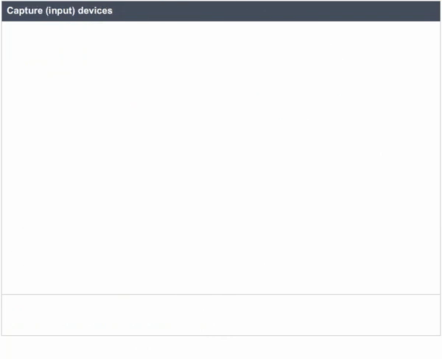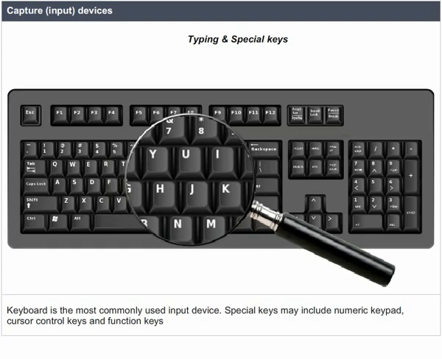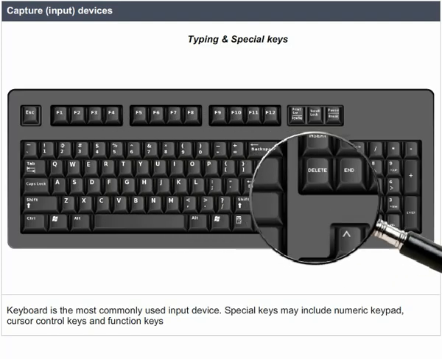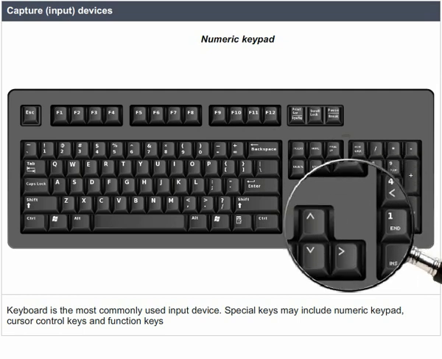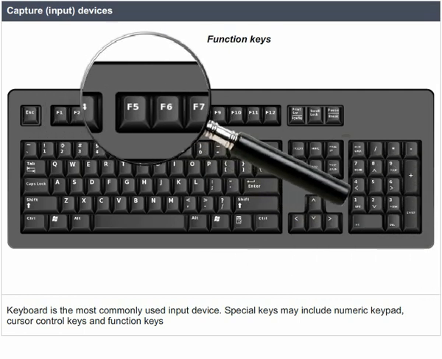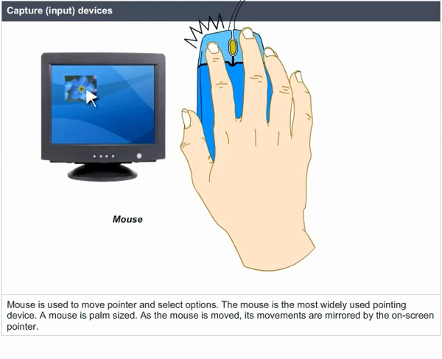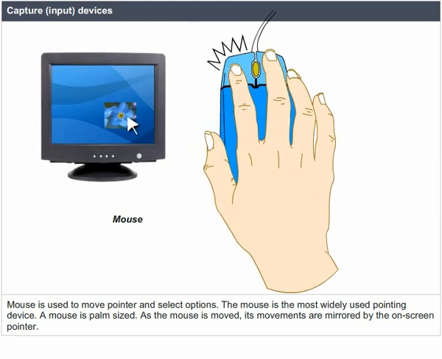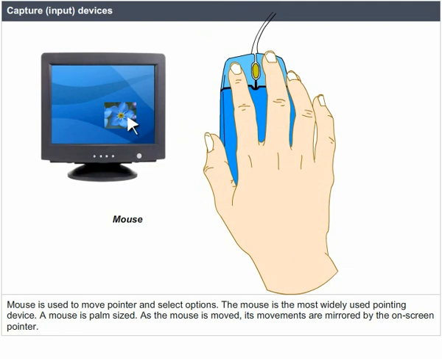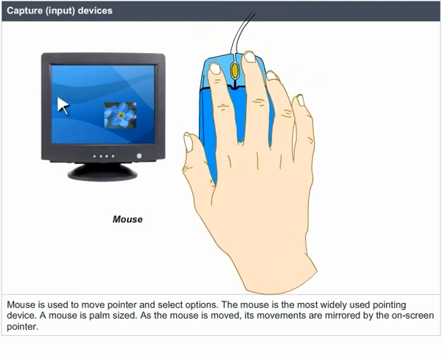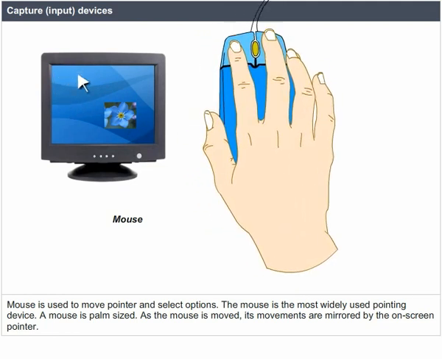Capture input devices. Keyboard. Keyboard is the most commonly used input device. Special keys may include numeric keypad, cursor control keys, and function keys. Mouse. Mouse is used to move pointer and select options. The mouse is the most widely used pointing device. A mouse is palm size. As a mouse is moved, its movements are mirrored by the on-screen pointer.